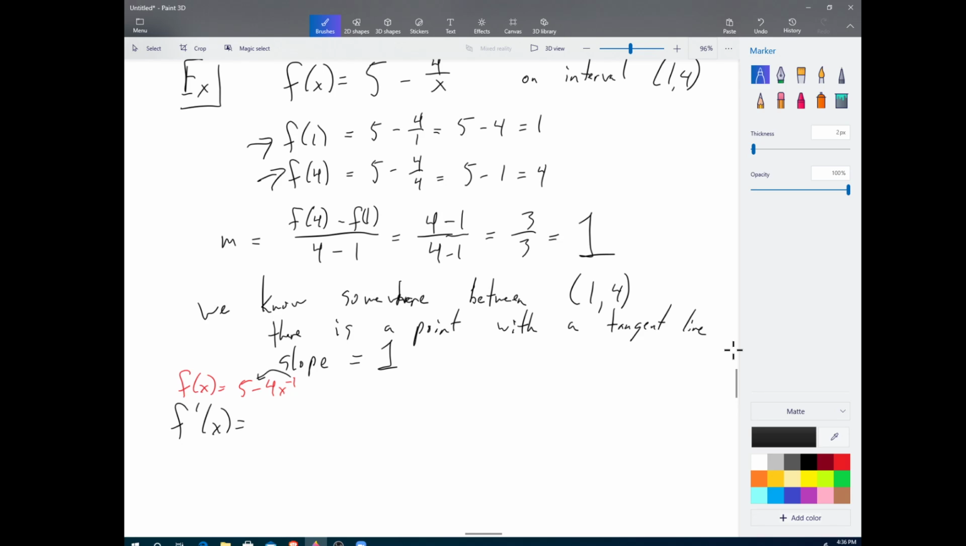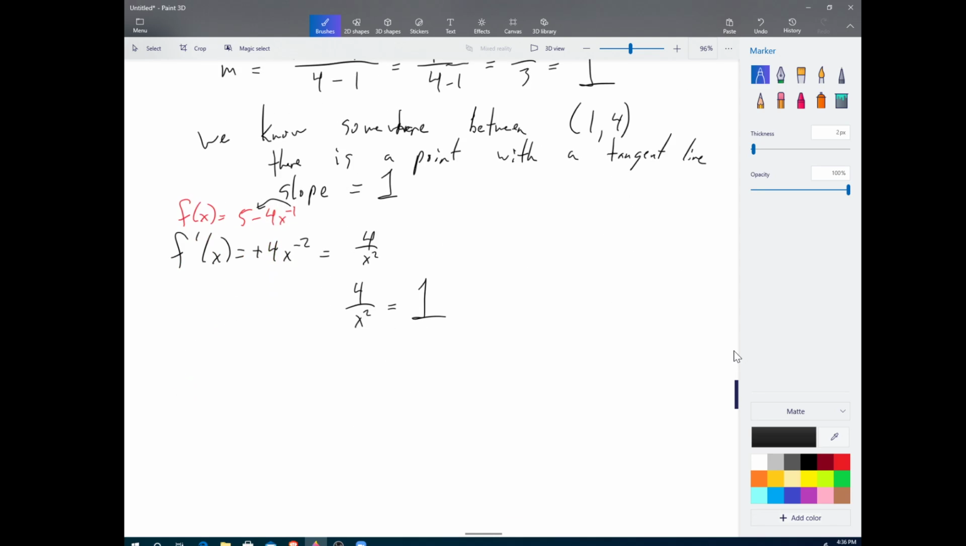So I'm going to bring that down. This becomes plus 4x to the negative 2. In other words, 4 over x squared. And I'm going to take that equation and set it equal to the slope that I know it's got to be parallel to. And I'm going to solve it for x squared.